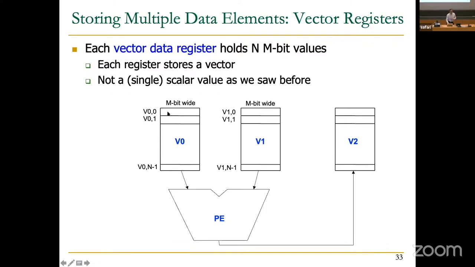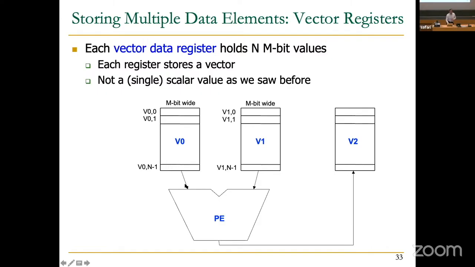So this is register V0. We're going to call it V0 because it's vector register 0. In fact, I'm going to call it VR0 in the next slide. V1 is another vector register. V2 is another vector register. So not a single scalar value as we saw before. You can see that this is V0's 0th element, V0's first element, and V0's n minus first element.